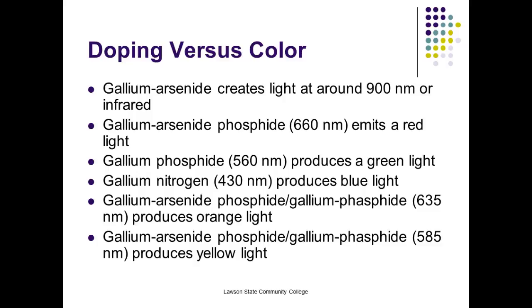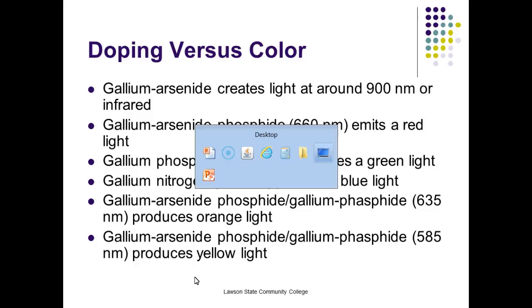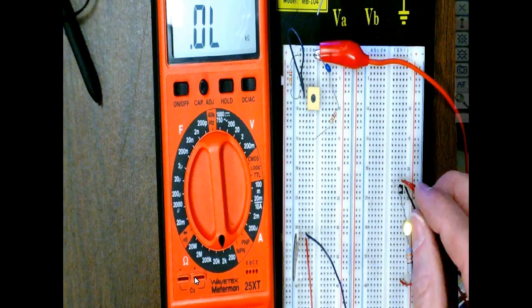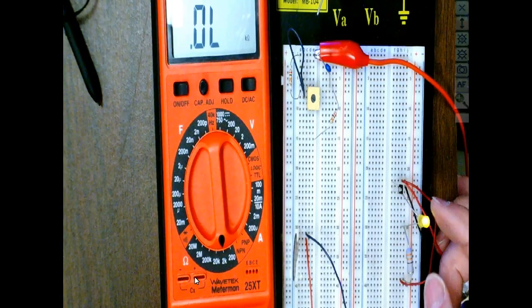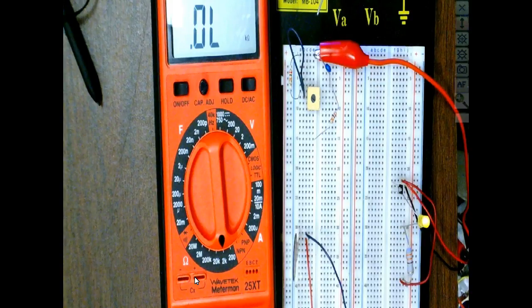Gallium doped with phosphate, we should be saying, produces a green light. Gallium nitrogen creates a blue light. Gallium arsenide phosphate, gallium phosphide, at 630 nanometers produces an orange light. Gallium arsenide phosphate, gallium phosphide, creates a 585 nanometer wavelength, which is a yellow light. So this LED that I have right here is a yellow LED. And of course, the lens is yellow, not because it determines the light, but because it enhances the light that's being produced by the PN junction itself.